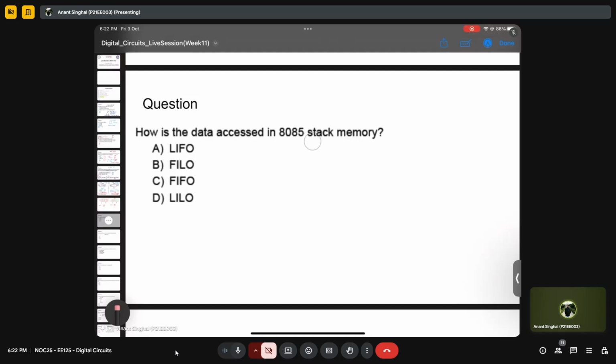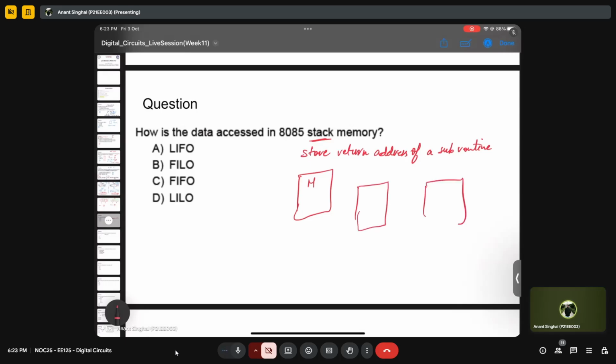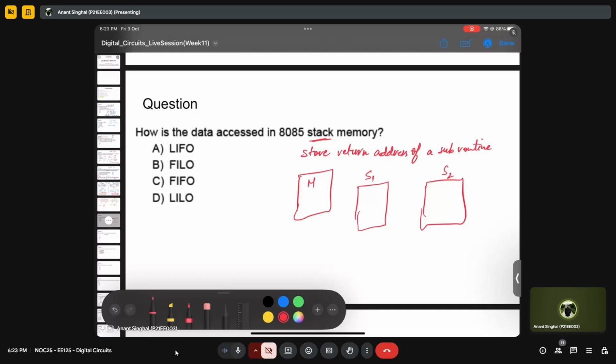So it says 8085 stack memory. So stack is nothing but it stores or returns the address of a subroutine. So basically how it works in 8085, let's say any operation is happening and there are several subroutines that we have written in a code. Let's say we have the first routine which is named S1, the second is named S2. So let's say we start to execute a code.